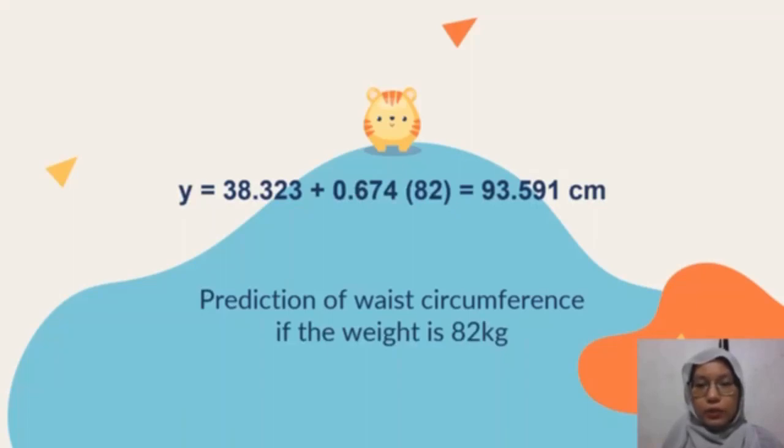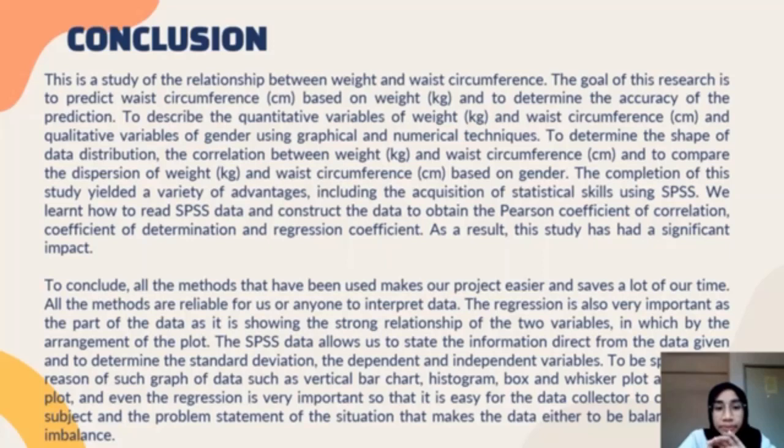So the 82 kg we substituted into x inside the complete regression equation, which is as shown here. Y equal to 38.323 plus 0.674, open bracket 82 close bracket, which is equal to 93.591 cm. That is the waist circumference. This is the study of the relationship between weight and waist circumference.